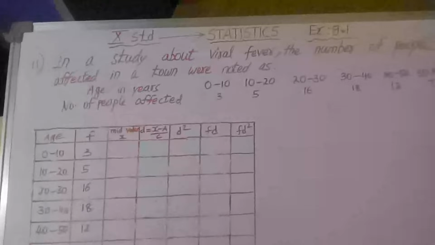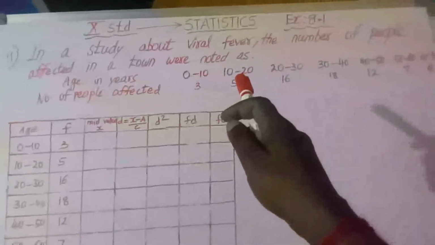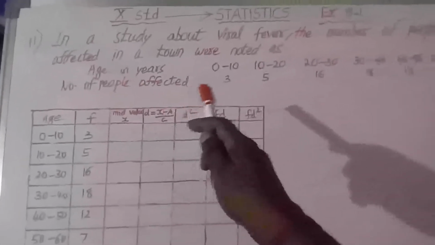In a study about viral fever, the number of people affected in a town were noted as, so two rows have been given. One is age in years: 0 to 10, 10 to 20, 20 to 30, 30 to 40, 40 to 50, 50 to 60 and 60 to 70. And in the second row, number of people affected: 3, 5, 16, 18, 12, 7 and 4.